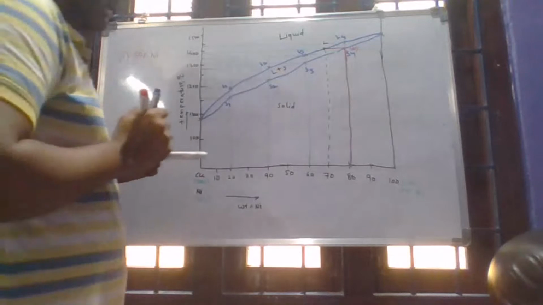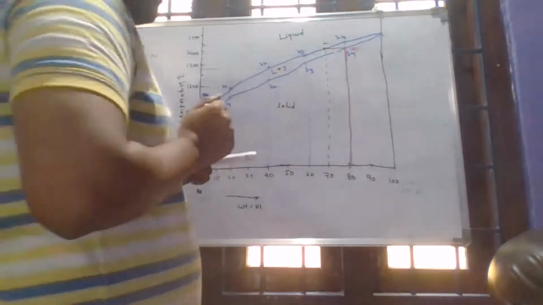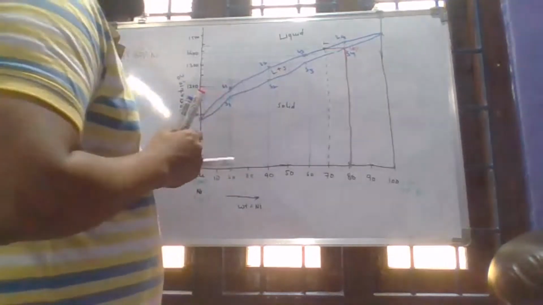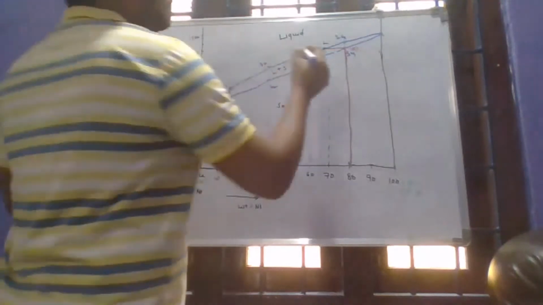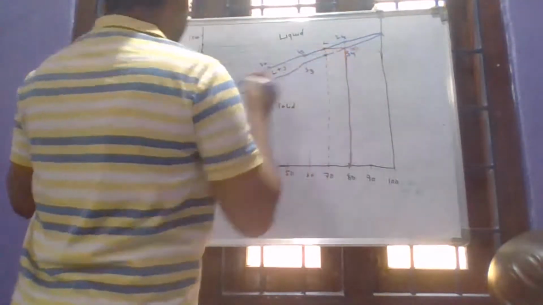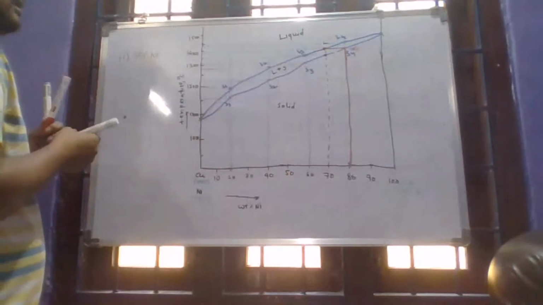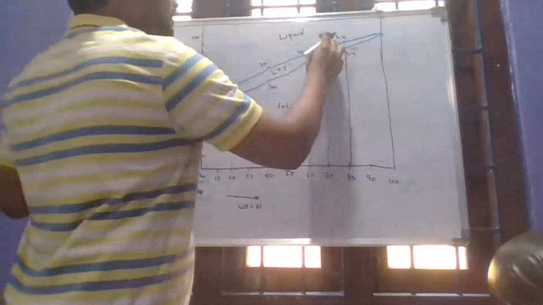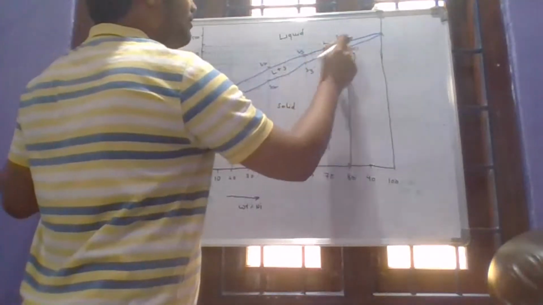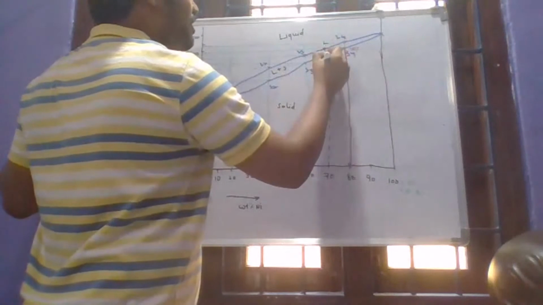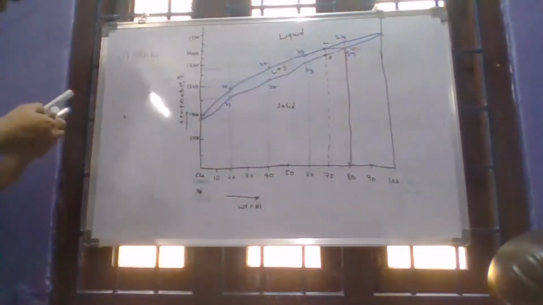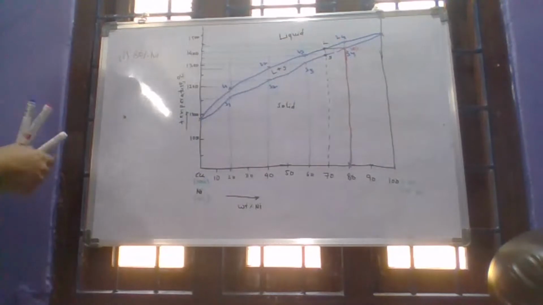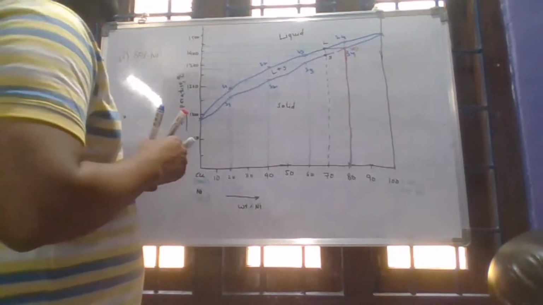Similarly, the second question is: what is the composition of the last solid formed at the end of the solidification? Solidification will end at this point. During this phase, liquid turns to solid. When you reach point S, it is the last point where the complete liquid has turned into solid.